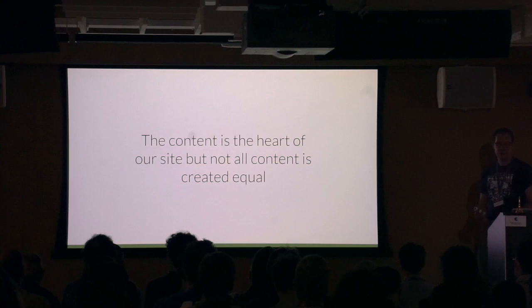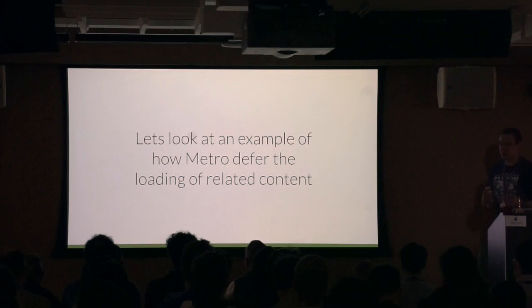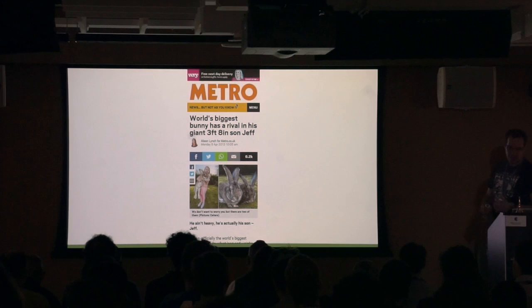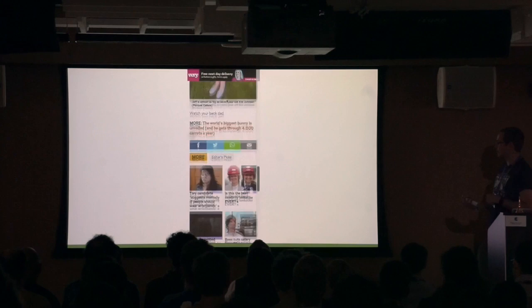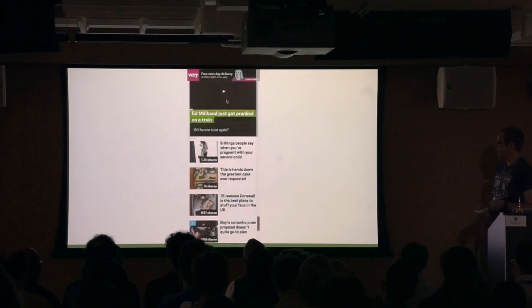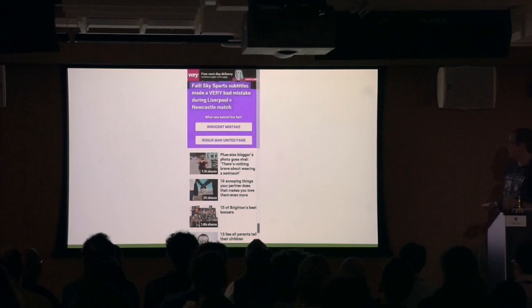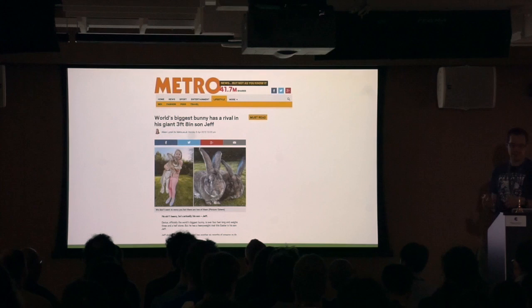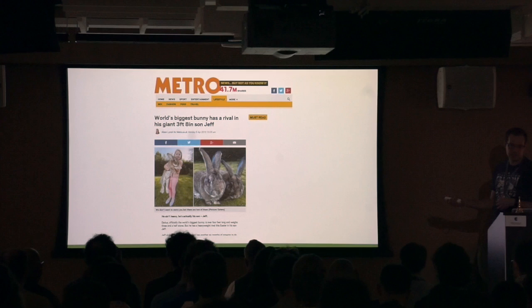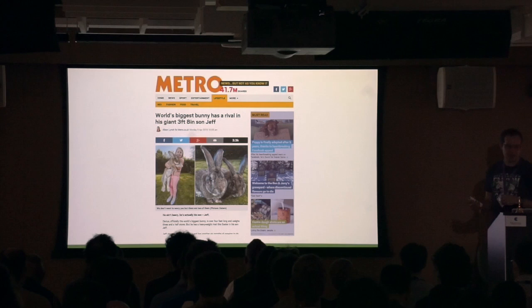So back to what I said earlier, content is the heart of your site, but not all content is equal. Let's take a look at the Metro, which I don't read, but it's a really good example of deferred loading of related content. As it's shown on the page on mobile, the page starts to bring in related content, and this is all loaded after the initial page load. If you never see it, it's never downloaded. On large devices, however, there is a sidebar that runs alongside the content. Because additional content is not needed for smaller devices and is not critical to the user experience, they delay loading that until after the main content is loaded. So the content is deferred, and in this case, it's related articles.